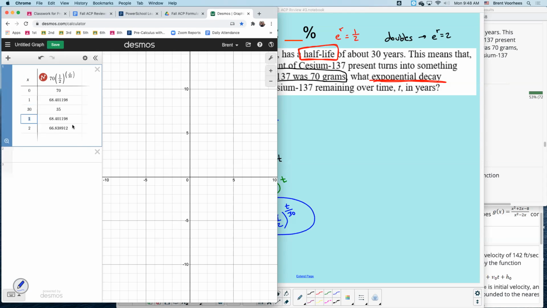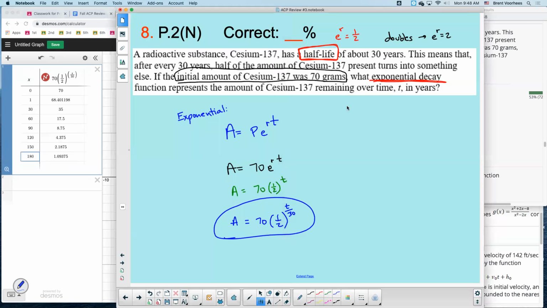So if you know your science, after 30 years, half of it's gone. So after 60 years, you would have half of the remaining. After 90 years, you would have half of this value. So it just keeps getting half. So the next one would be like 4.375, I believe, at 120 years, 4.375, yeah, and you keep going. So every 30 years, you'll notice the number just keeps getting cut in half. And so this would be like 1.09375, I think, if I add one more. Yeah, and that's what just keeps happening. So that's the concept on this problem.